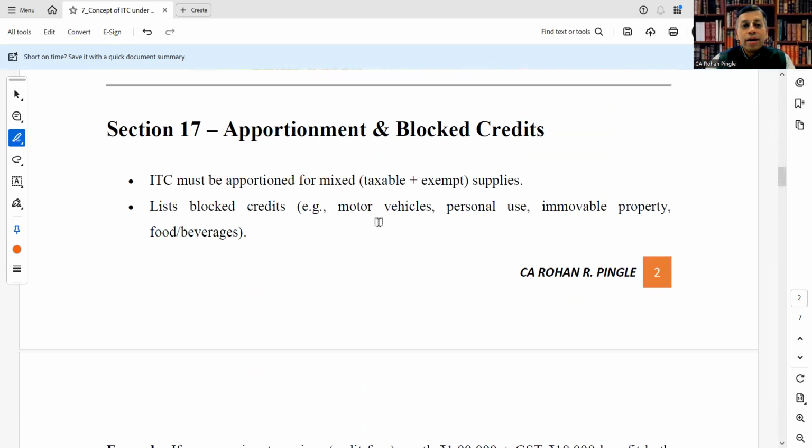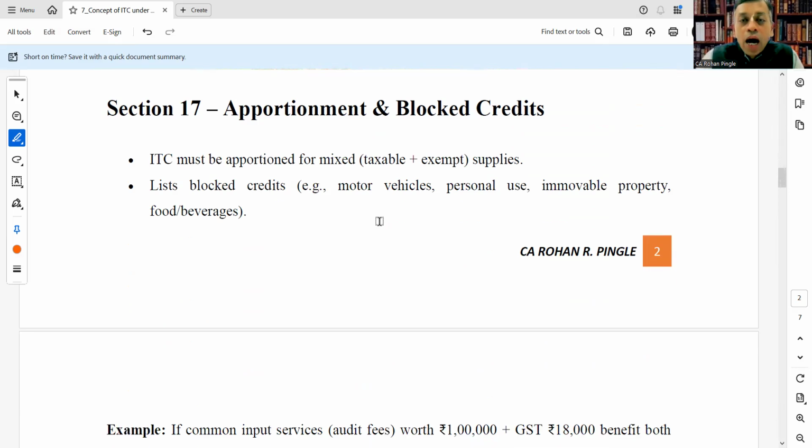Let's move on to section 17, apportionment and block credits. For mixed taxable plus exempt supplies, ITC must be apportioned. If you are supplying taxable and exempt goods, then you must apportion that ITC between taxable and exempt supplies. You need to differentiate. You must keep on record the factors giving you the apportionment of taxable plus exempt supplies if you are dealing in mixed supplies. The list of block credits includes motor vehicles, personal use.